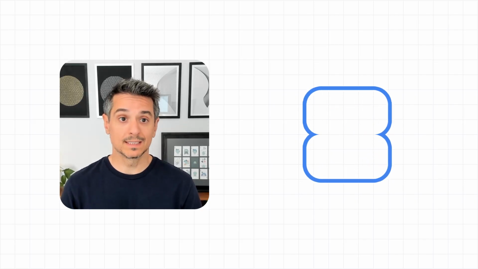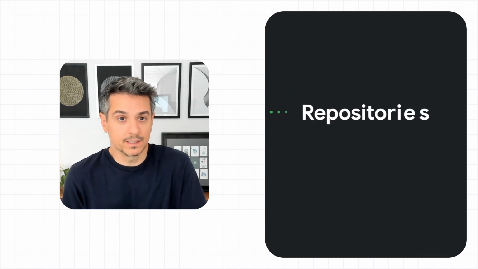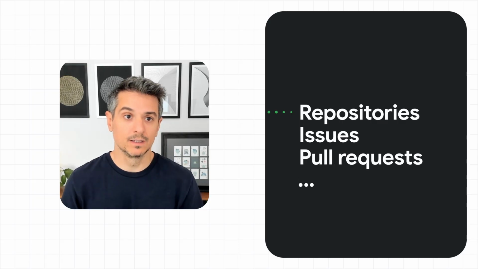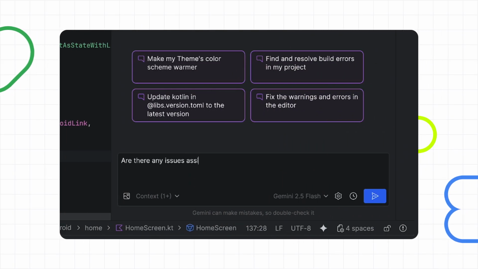What's a specific task that I can complete with additional tools at the agent's disposal? A good example is GitHub's MCP server, which gives you access to your repositories, issues, pull requests, etc. Let me show you. You just need to configure it, following the documentation, and get a personal access token.